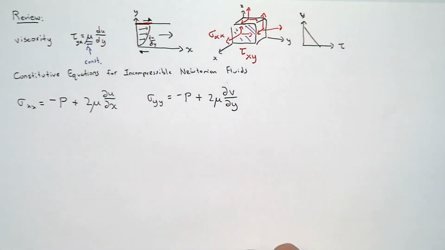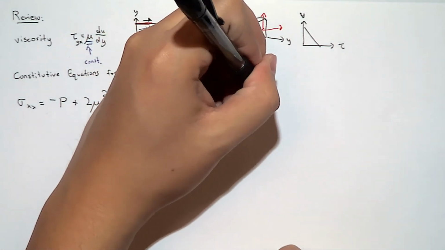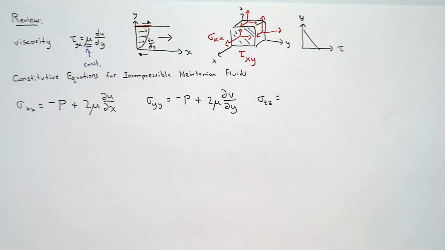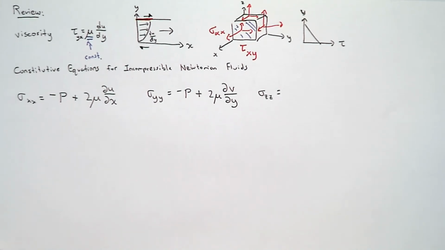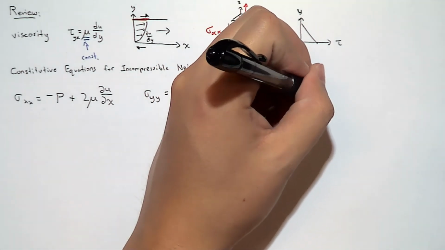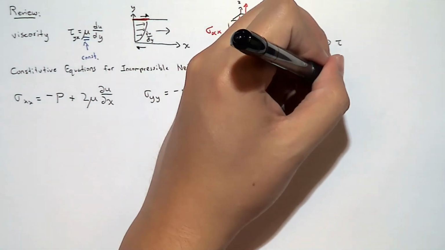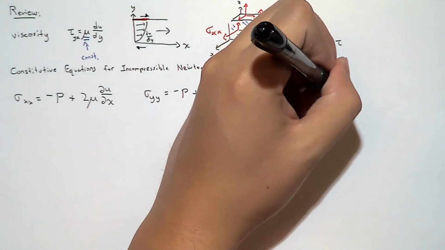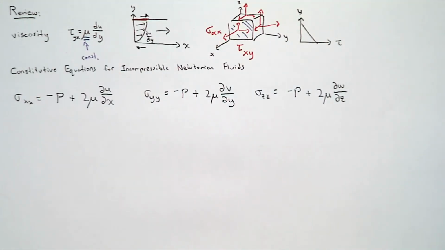And hopefully we are starting to see a pattern here, so that when we get to our normal stress in the z direction, what do you think the normal stress in the z direction will look like? Negative pressure plus 2 viscosity change in w over change in z. That's correct. That is absolutely right. So you can see the pattern here. You can see that the normal stress for these incompressible Newtonian fluids can be quantified by the pressure acting on the fluid, as well as the viscous term and the change in velocity with respect to its own length scale.